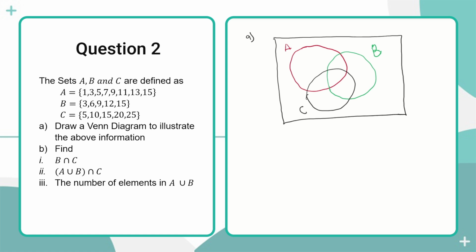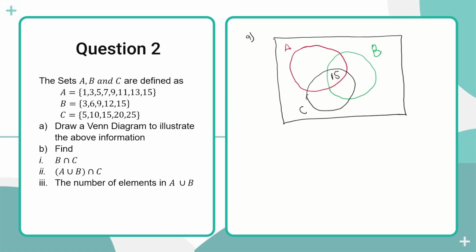So we now want to put in the elements in each place. So first we want to consider what is common to A, B, and C. So we see that there is 15 in A, there is 15 in B, there is 15 in C, right? No other elements exist in A, B, and C. So you can put a 15 at the intersection of A, B, and C.